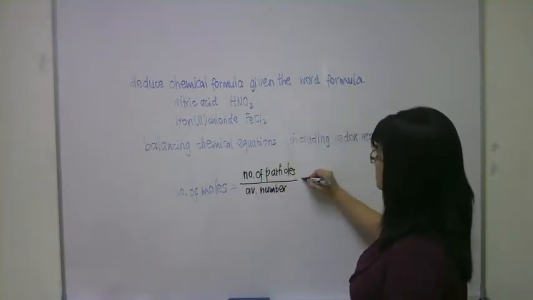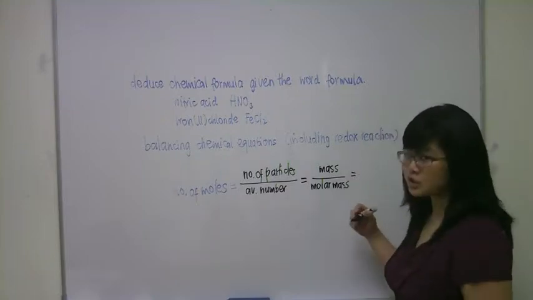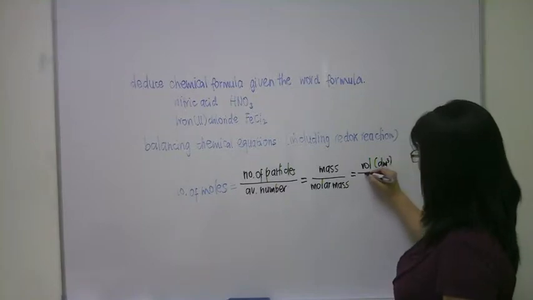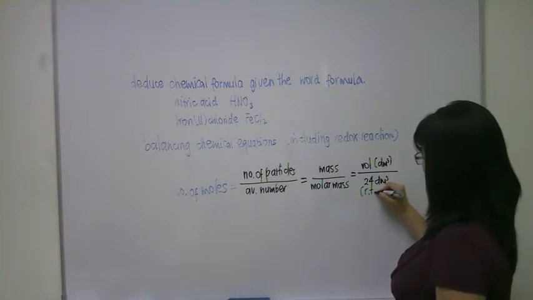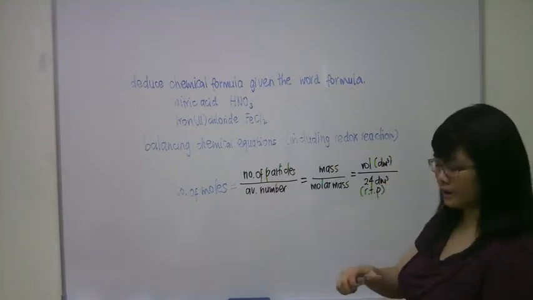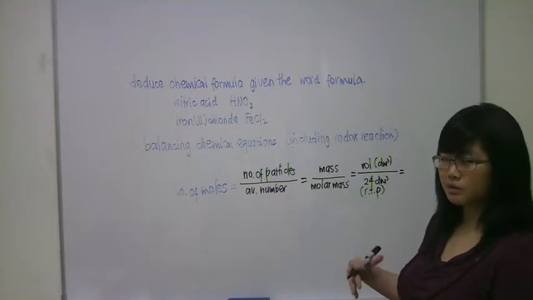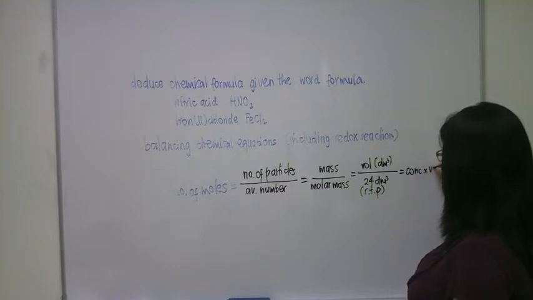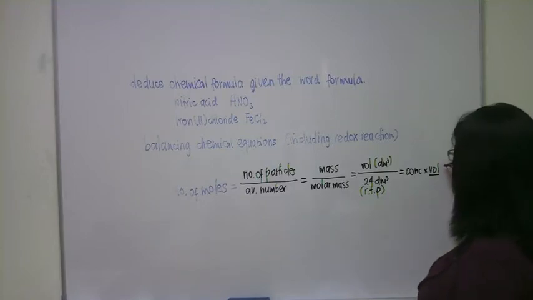If you're given the mass, your number of moles will be mass over molar mass. If you're dealing with gaseous molecules, then it will be volume in dm cubed over 24 dm cubed, assuming we are at room temperature and pressure. And one last one, if you're working with solutions, which the students will deal with a lot, especially when we reach the titration, it will be concentration times volume. But take note that this volume is not the same as the gaseous volume. Of course, this is the volume of solution.